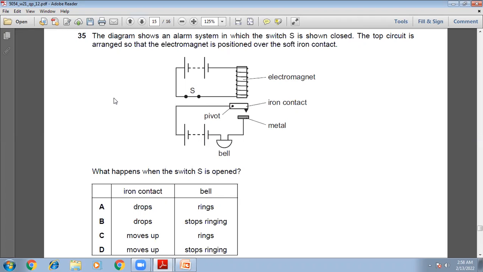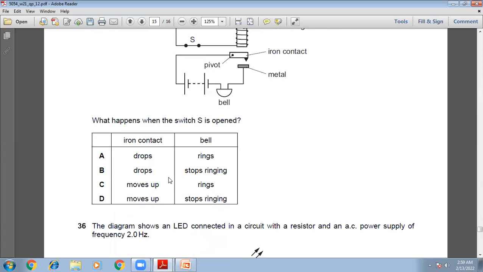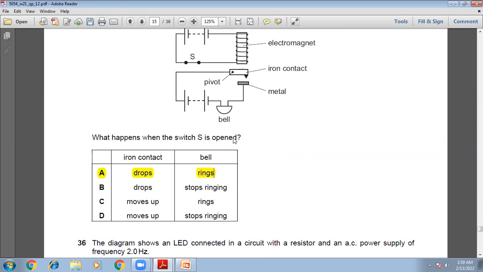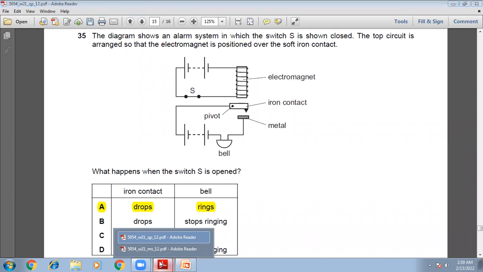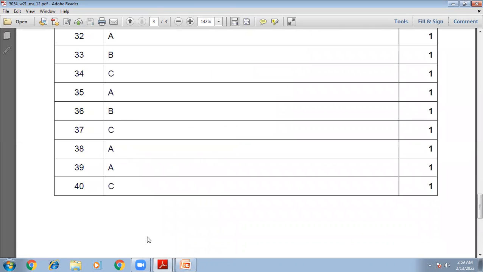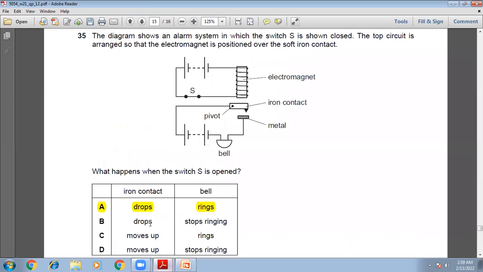If you open the switch S, this electromagnet will no longer be an electromagnet. It will lose its magnetism. So this iron contact will fall down and it will contact this metal, and this bell will start ringing. So the iron contact will drop and the bell will ring. A is the choice. Question number 35, A is the right choice, sir.